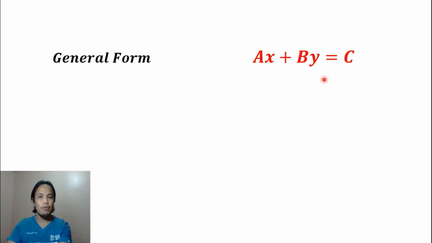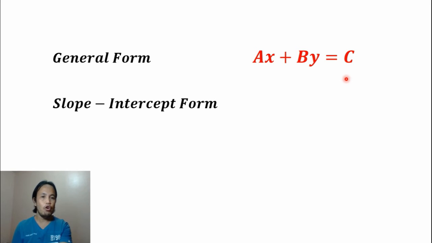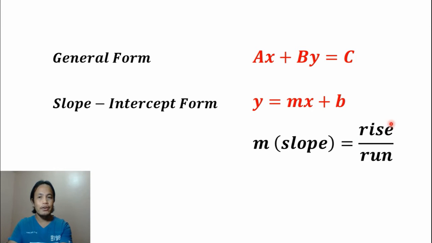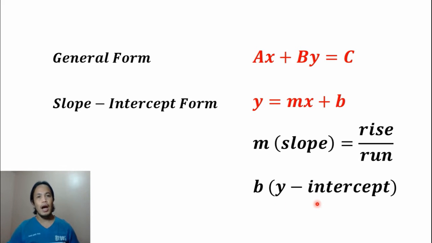So before we go to our examples, let us have first the general form for linear equations in two variables, which is ax plus by equals c. And from this general form, we derive the slope-intercept form, which is defined by this function y equals mx plus b, where m is the slope and b is our y-intercept. The slope is defined by the rise over run. And of course, b is the y-intercept. When we have the y-intercept, our x is always equal to 0.